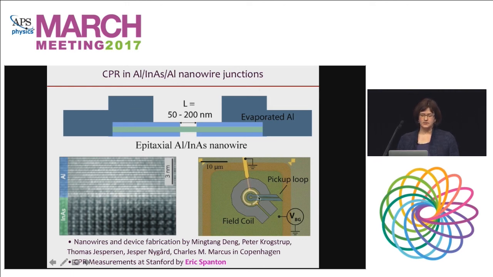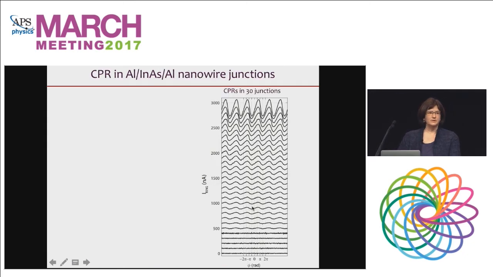And here's a sketch of such a loop with a finger to ground it, and with a backgate, and then with the sketch of our pickup loop field coil pair superimposed on top of the loop. And that little tiny gap there is where they put the nanowire. Okay, so we're measuring current phase relations in these junctions, and this is the current phase relation of 30 different junctions. I've ordered these current phase relations from the least supercurrent to the most supercurrent.